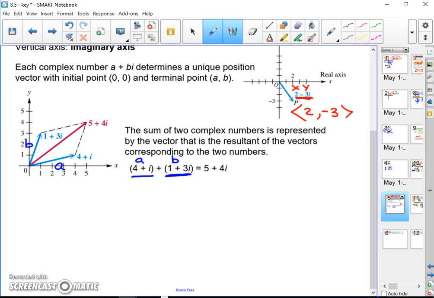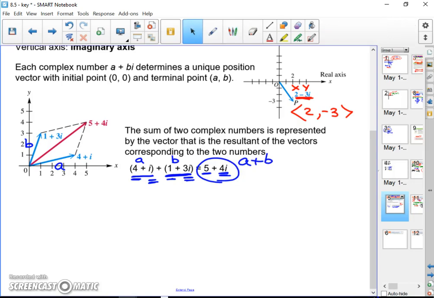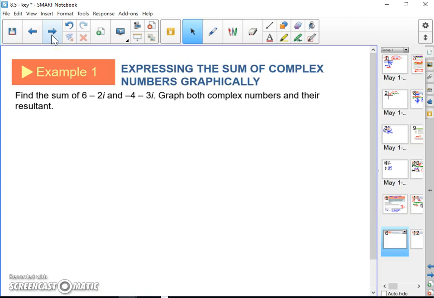It is pretty easy to see where that 5 comes from. Just add the x coordinates. 4 plus 1 is 5. And then add the y components. i plus 3i is 4i. That's how they're getting their resultants. Okay? Their A plus B, or their resultant force in this picture, is just drawn by adding the components. Add the x's, add the y's. So example 1 is an example of that.